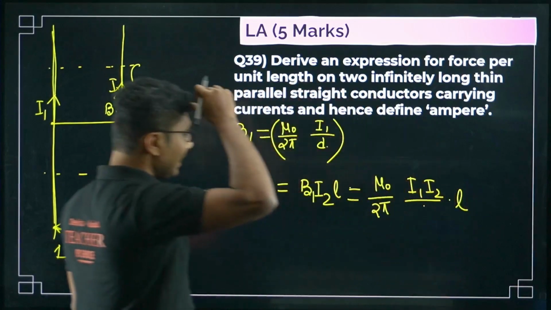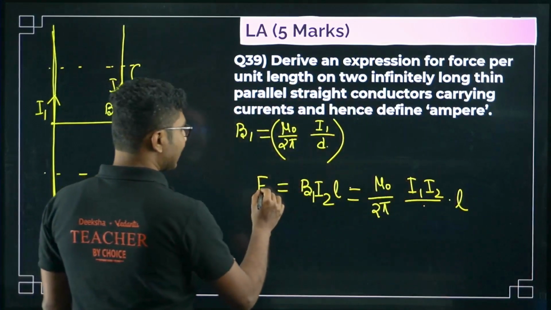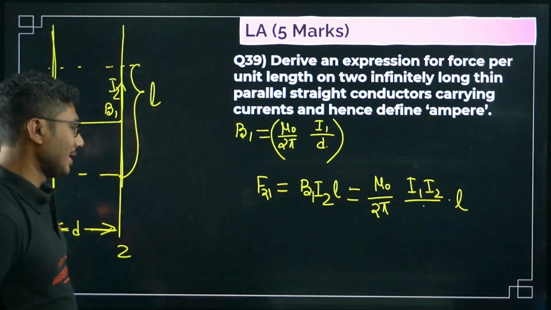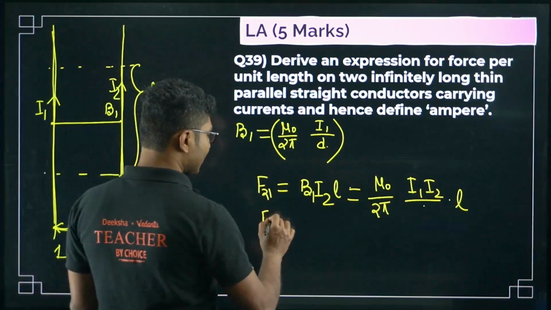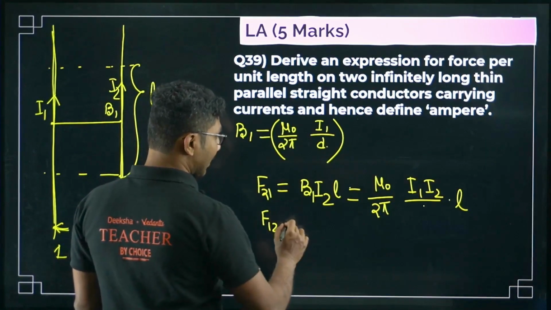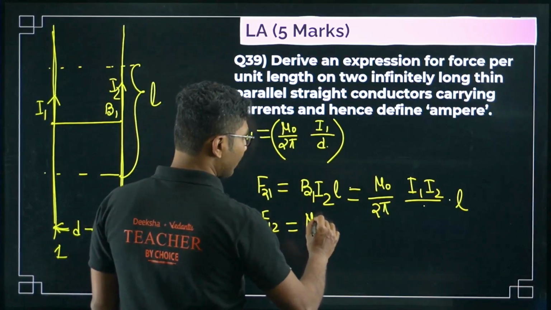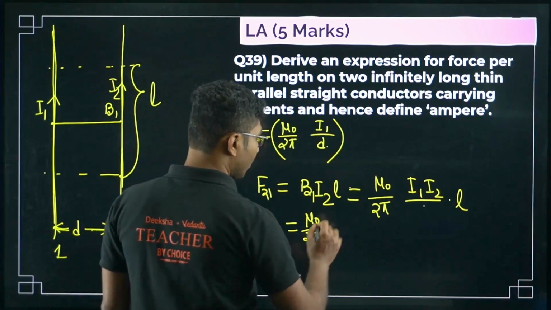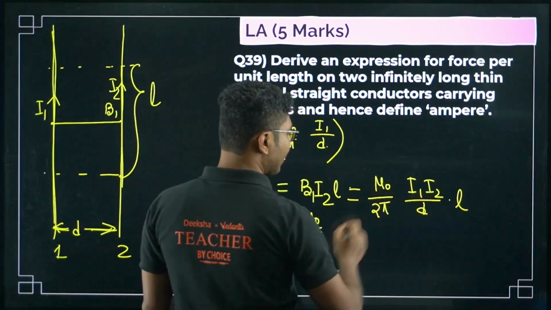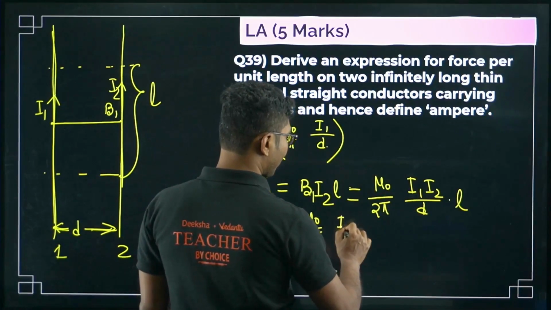Now similarly, this is the force on the second wire due to the first wire. Similarly, the force on the first wire due to the second wire will have the same magnitude. Direction we are not sure at this moment, but magnitude wise they will be the same.